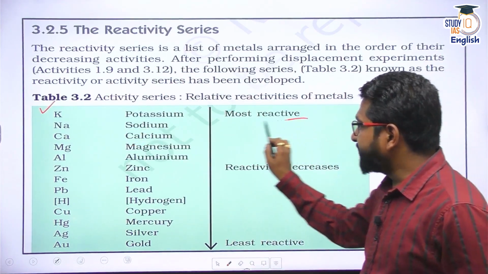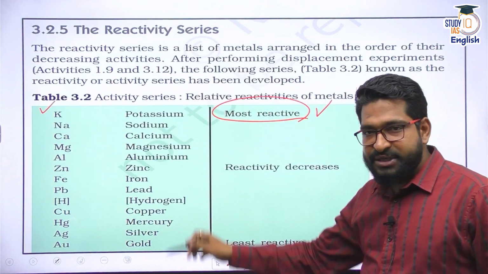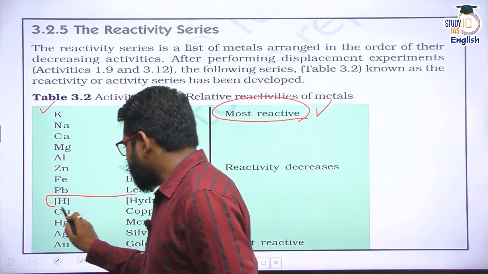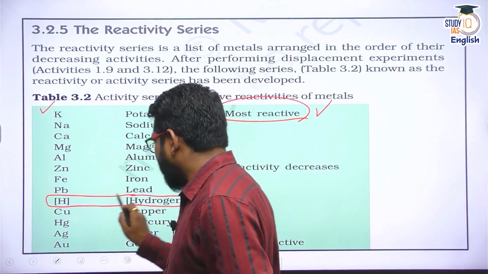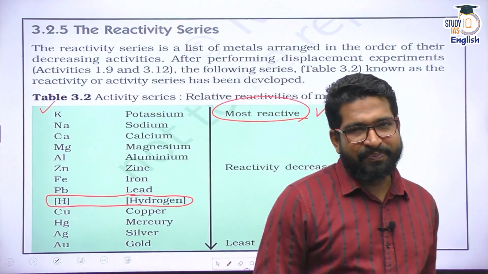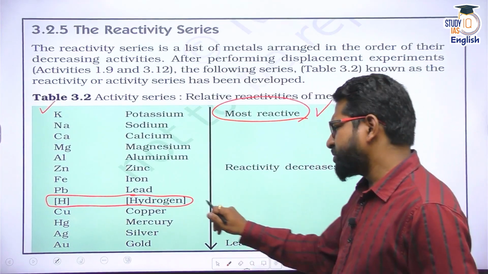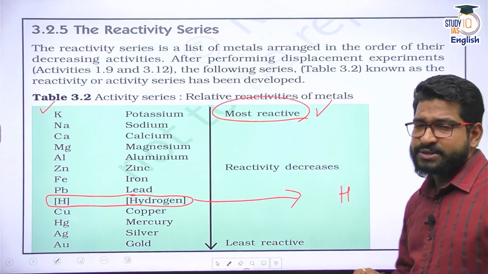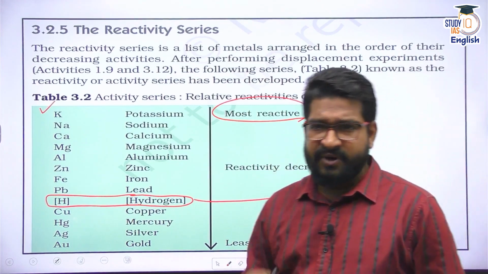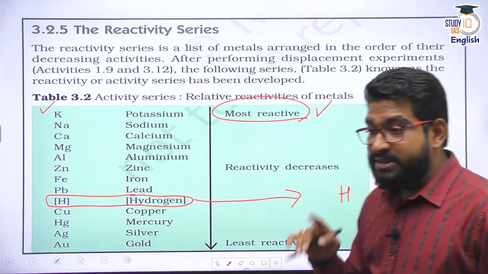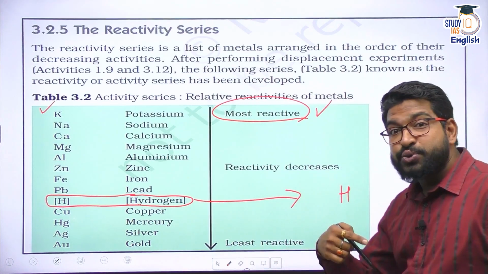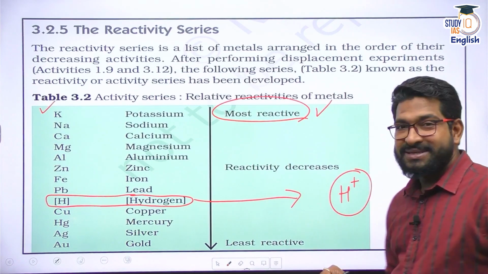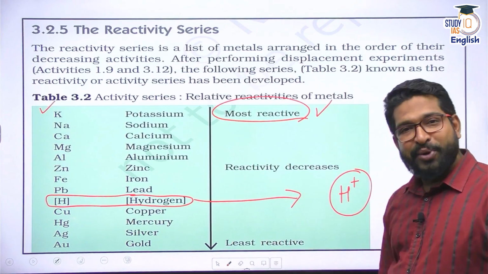The most reactive is potassium, and in this sequence there is also mention of hydrogen here. You must be surprised, sir, in this series of metal, why we have put hydrogen here? Hydrogen becomes a reference point. Hydrogen also has some sort of reactivity, because you do know hydrogen consists of one proton, one electron, and since there is one electron, it tends to lose that electron and react quickly to form H plus. We have seen this. That's why it is also included in this particular series.